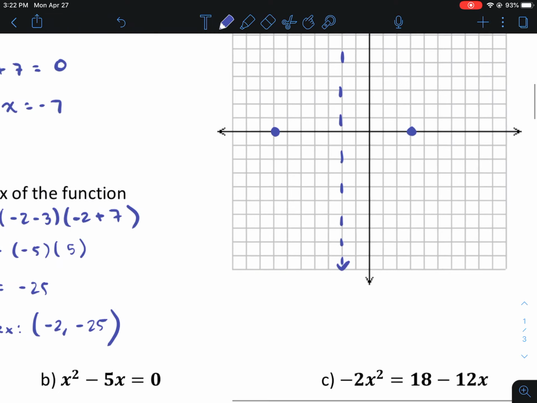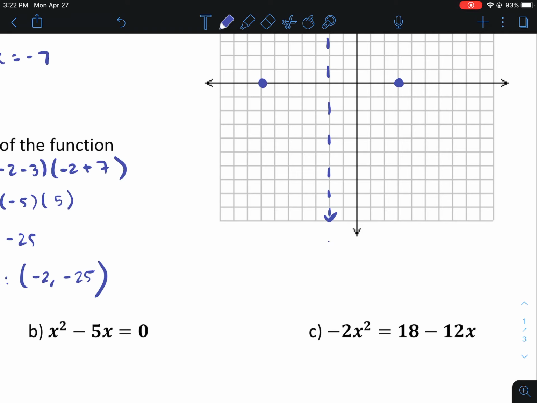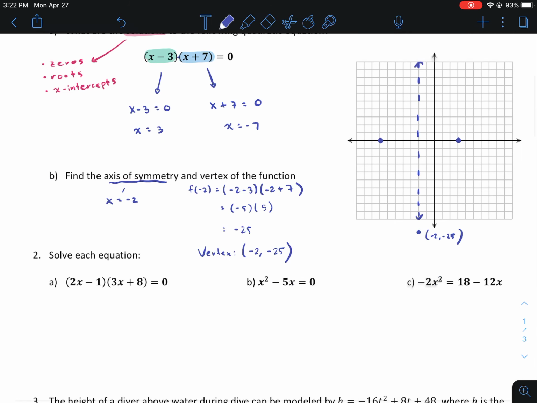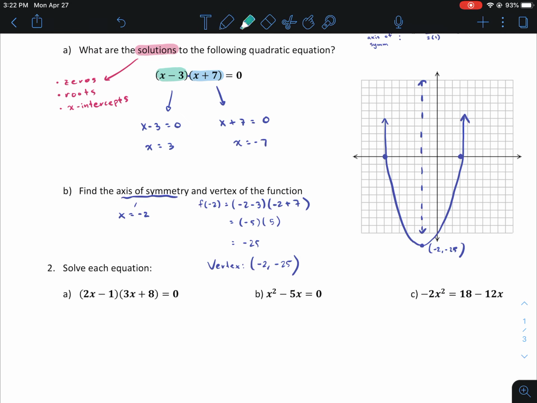Okay, this isn't going to actually fit on our graph, but let's just say this point right here is negative 2, negative 25, and we can start to see our graph, the parabola. Okay. Like I said, zeros are here.